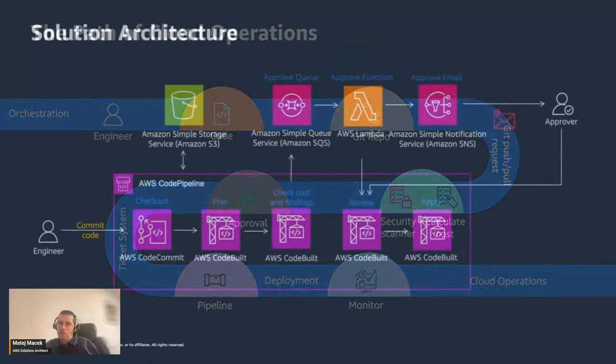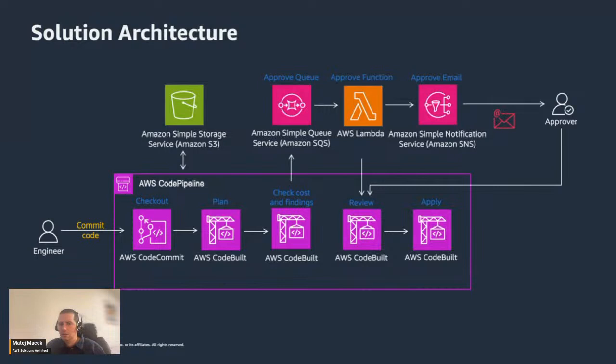Now, what you see here is an example of a potential solution architecture, and you can see that here I mentioned AWS services. So you have the possibility to achieve this with CodePipeline, where you are using CodeCommit and CodeBuild, and you are also able to use some third-party plugins if necessary. You are storing your artifacts in an S3 bucket, and for approval you use the help of SQS in combination with Lambda and SNS.